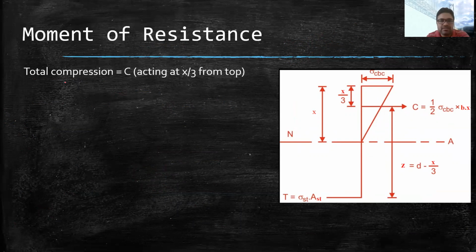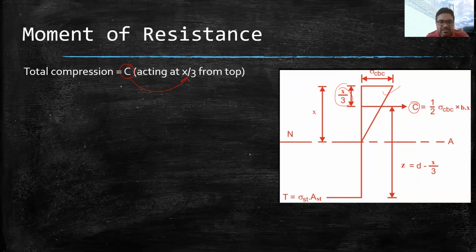Now we know that the compressive force, which is C, acts at a distance of x by 3. Here in the figure you can also see the value of C, and it is acting at x by 3 because the CG of this triangle lies at a distance x by 3. So how do we find out this C?